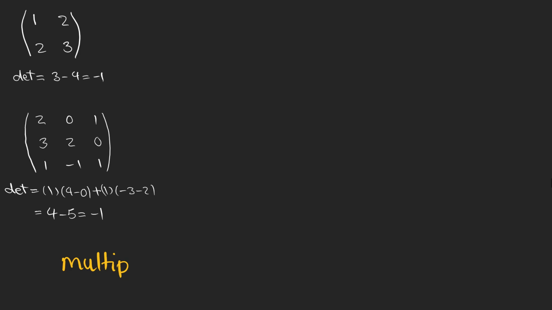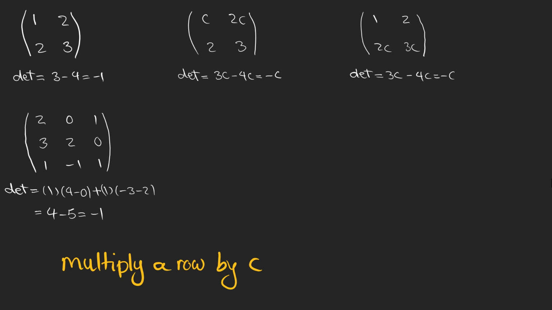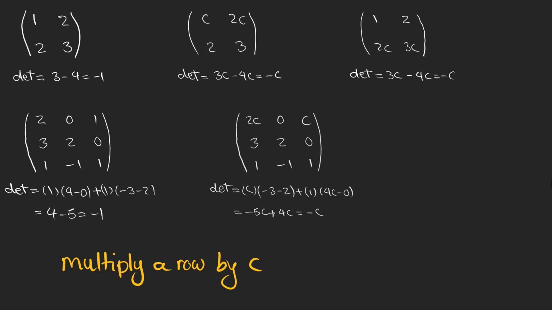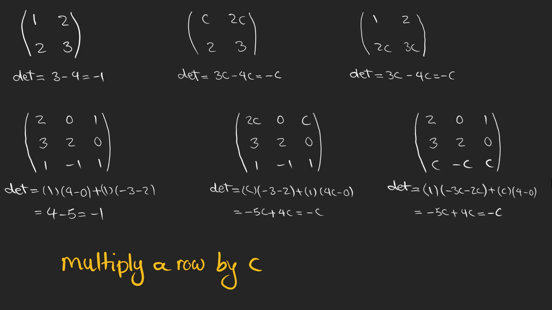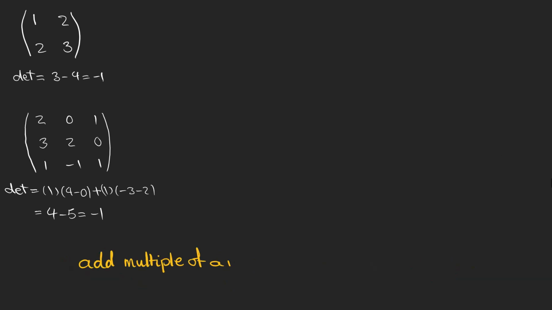Now take the same matrices and let's check what happens if we multiply a row by a real number c. In the first example, it seems that multiplying a row by c multiplies the determinant by the same constant. The same thing happens for the 3 by 3 determinants. It gets multiplied by the same constant. So we might want to guess that multiplying a row by a constant c somehow scales the determinant by the same constant.